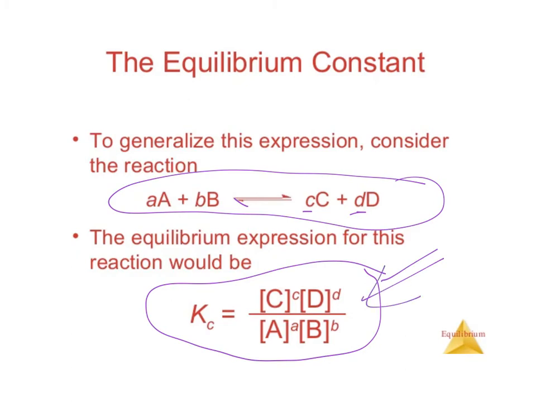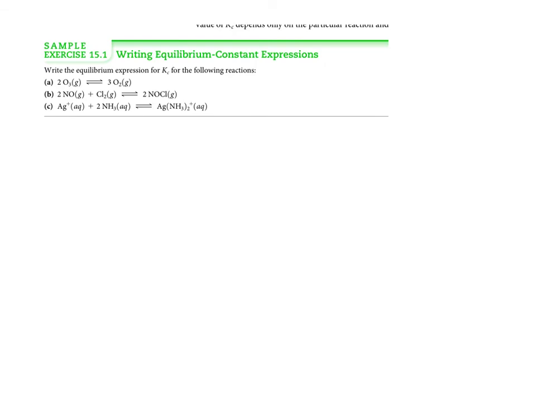The value of an equilibrium constant is calculated when you have a real reaction and you put in actual concentrations and coefficients into this system. Okay, let us practice writing equilibrium expressions, which we call Kc. Little c stands for concentration, for these reactions.